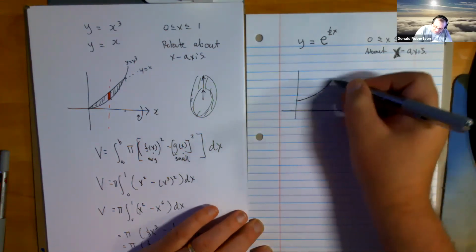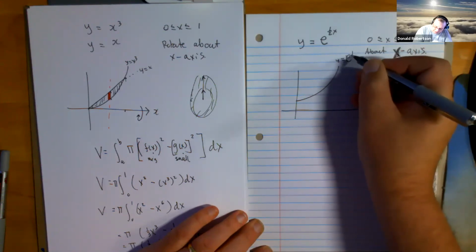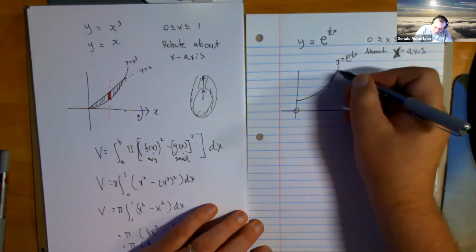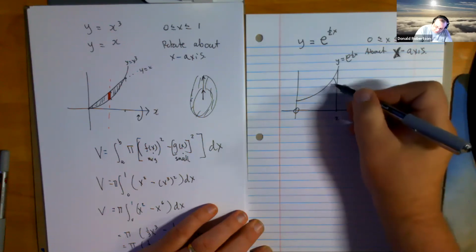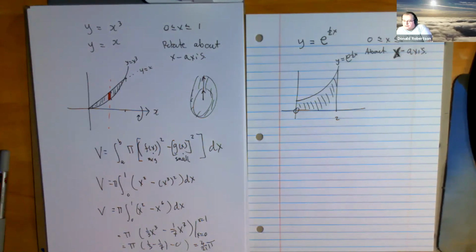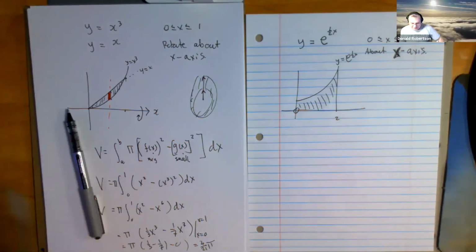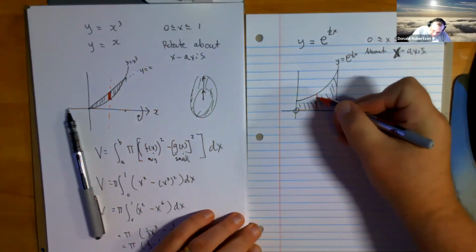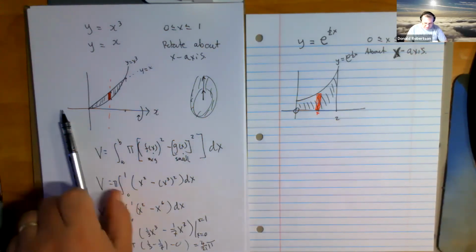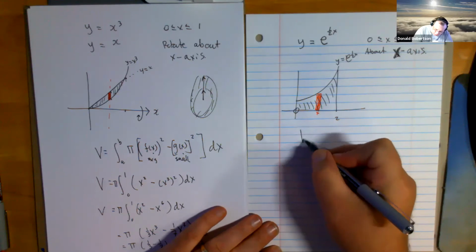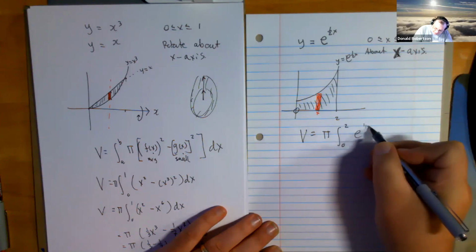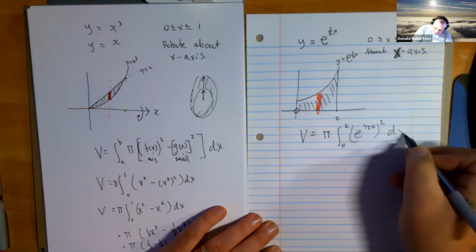Right, if you sketch y equals e to the half x, it's just a boring curve. There's 0. Here is 2. There is the region. Here's my typical vertical rectangle, right, at position x. In this case then, won't the volume just be pi, the integral from 0 to 2, f of x squared dx?